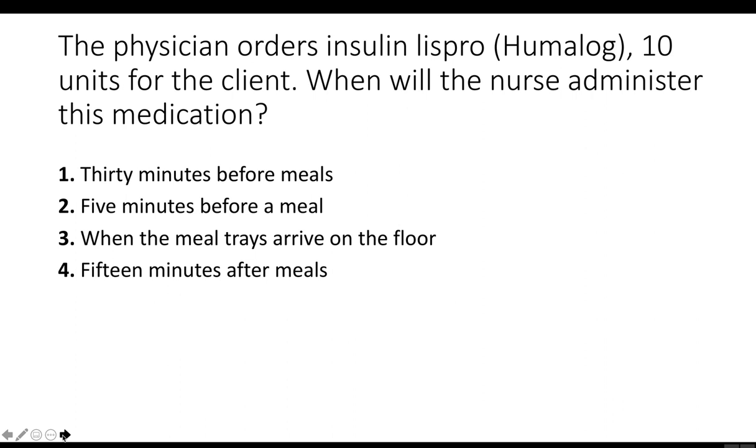Recently, I worked in a hospital where they had a new food service, and their insulins were all scheduled at 7 o'clock in the morning, but the food wasn't coming until like 8:30 or 9. Well, what's going to happen?